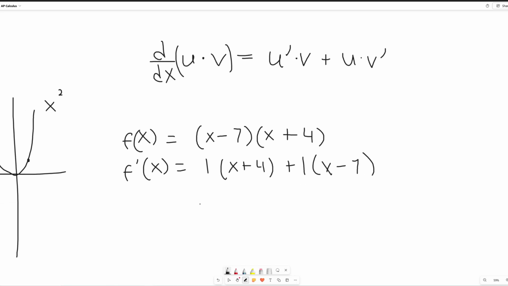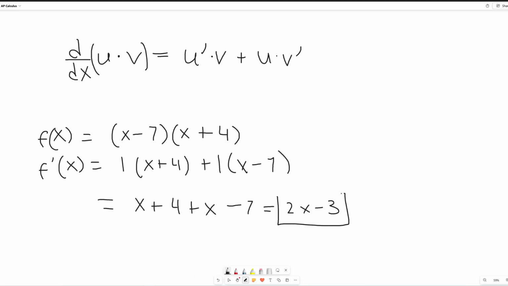And then if you wanted to simplify, you could. x plus 4 plus x minus 7 equals 2x minus 3. And that's your answer.